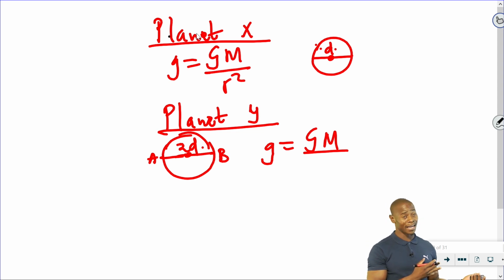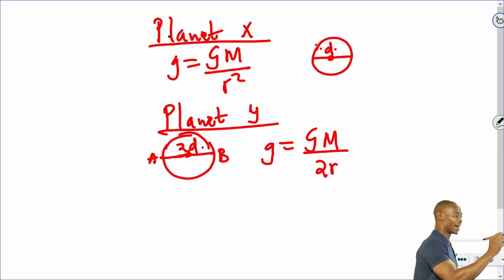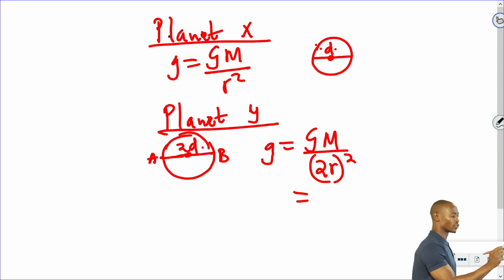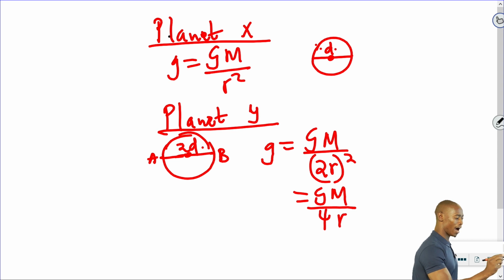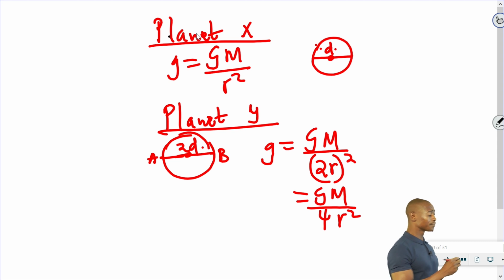If the diameter of planet Y is twice that of planet X, same with the radius. It means that the radius of planet Y is twice the radius of planet X. So where there is R, I will substitute 2R, all squared. So which is going to be GM over 4R squared.